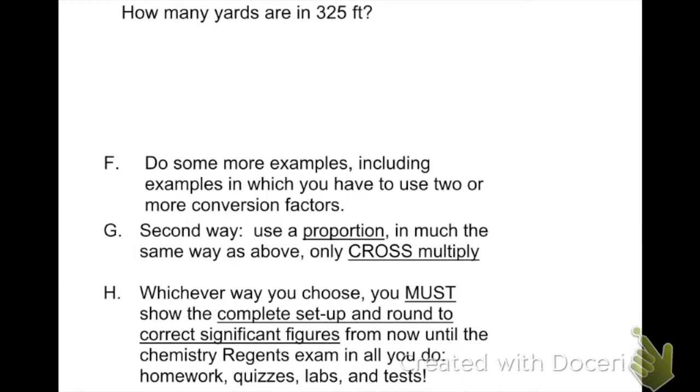Next one's going to take some multiple conversions. So we're converting from feet to yards. How many yards are in 325 feet? So that means that we're going to be looking at, is there a conversion directly from feet to yards? So let's take a look.